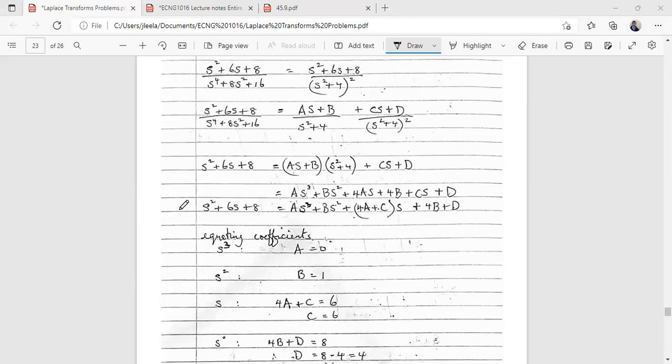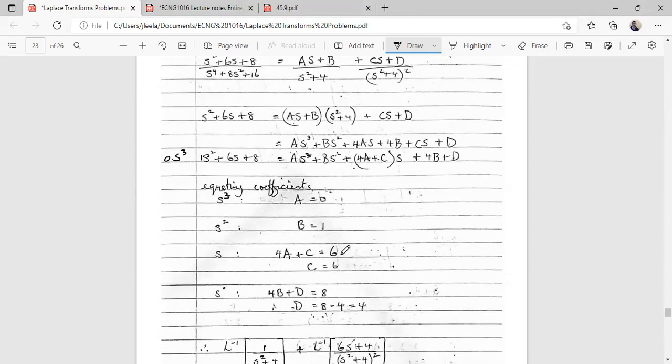So on the left-hand side, you have no s cubed, which means the coefficient of s cubed is 0, right? So a is 0. The coefficient of s squared on the left-hand side is 1 because you have s squared, so b is 1. Now the coefficient of s: 4a plus c. On this side, the coefficient of s is 6, so 4a plus c is 6. We know a is 0, so c has to be 6.